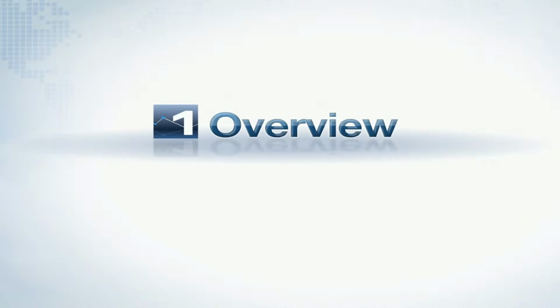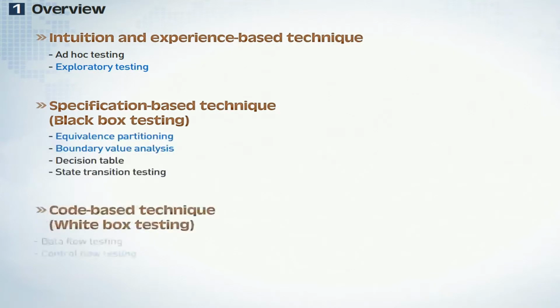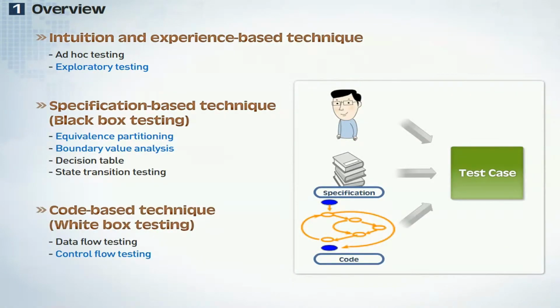Number 1. Overview. One of the purposes of testing is to detect defects and errors, and one of the ways of improving system quality is to detect as many defects as possible. Test technique is used to find test case with high possibility of detecting failure among countless number of possible inputs.